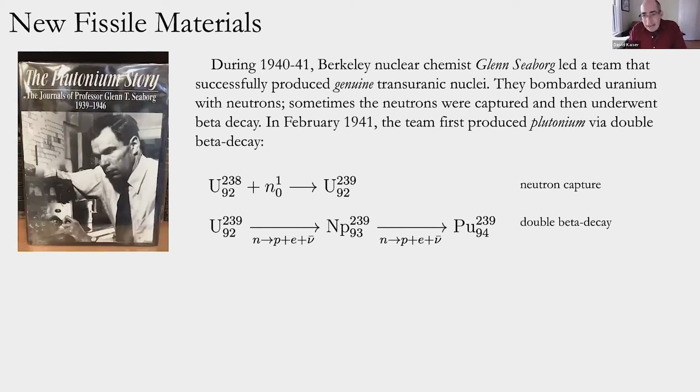Well, Seaborg and his team finally was able to successfully produce transuranic nuclei with the same mechanism that everyone thought had already been going on. They could control it better and measure the products better. And so early on, he and his team produced neptunium by neutron capture followed by beta decay. And then a few months later, by very early 1941, Seaborg's team had produced the next largest element on this new extended periodic table, plutonium. This was actually a single neutron capture followed by double beta decay.